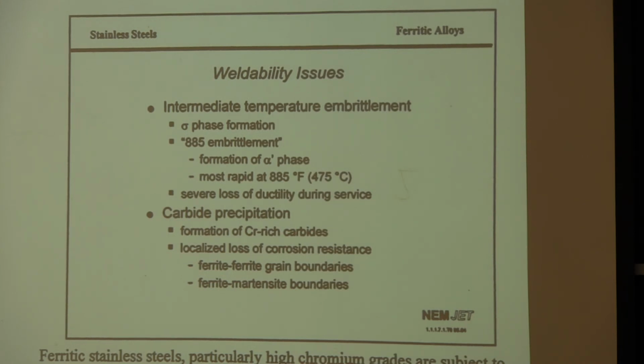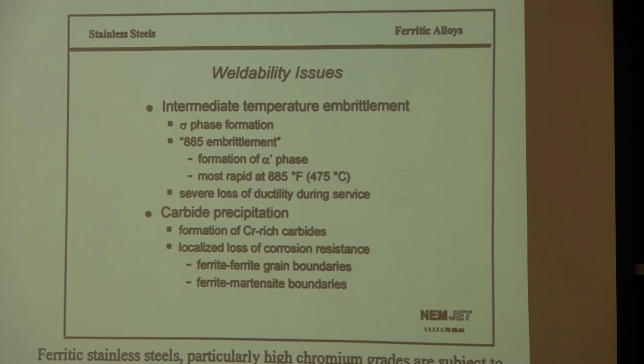There's also something called 885 degree embrittlement, which is the formation of an alpha prime phase, and it's most rapid at 885 degrees F. That's why it's called that. And so the main limitation of the ferritic alloys is the temperatures that they can be used at.